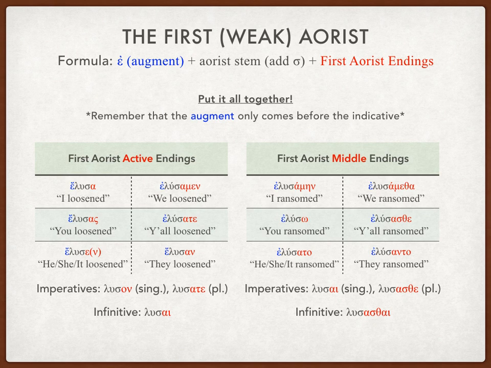Eluso, you ransomed. Elusato, he, she, it ransomed. Plurals. Elusametha, we ransomed. Elusasthe, y'all ransomed. And elusanto, they ransomed. Just plug in the right endings, follow the formula, and the first aorist is, by and large, one of the simplest things to work with when it comes to ancient Greek verbs.